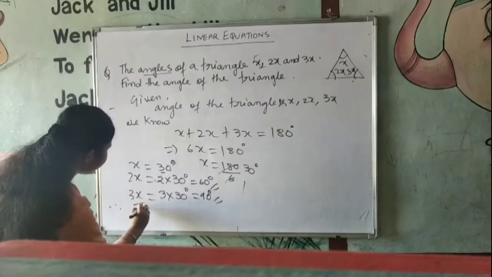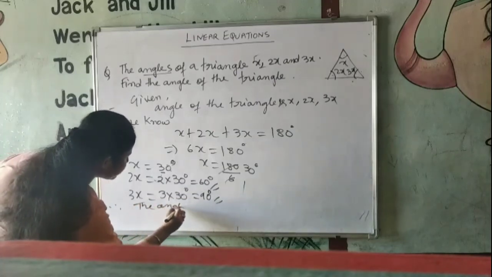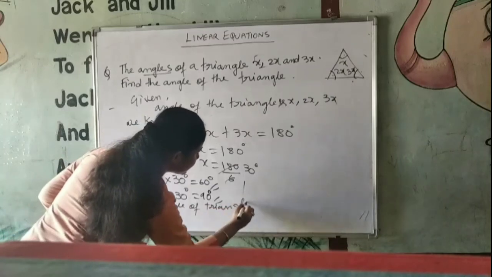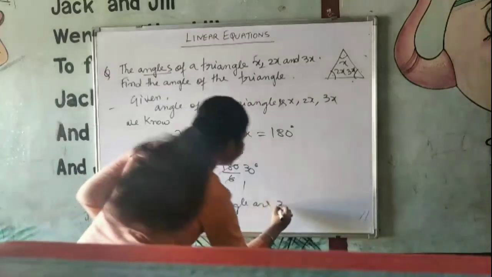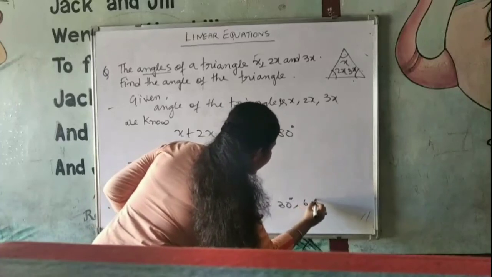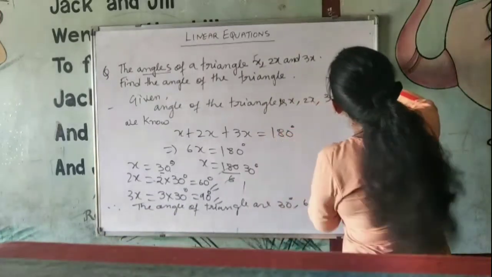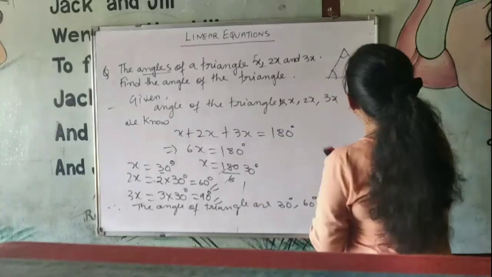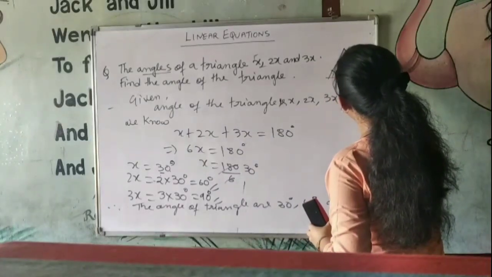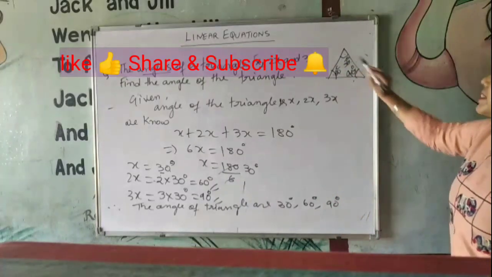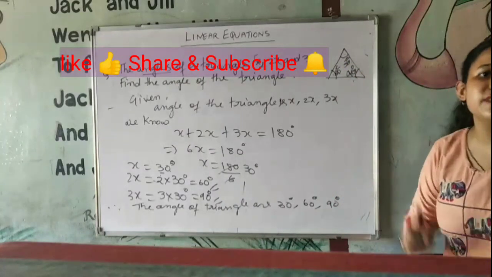Therefore the angles of the triangle are how much? 30 degrees, 60 degrees and 90 degrees. That means the value of this angle is 30 degrees, this is 60 degrees and this is 90 degrees. You add 60 plus 30 is 90, 90 plus 90 is 180.